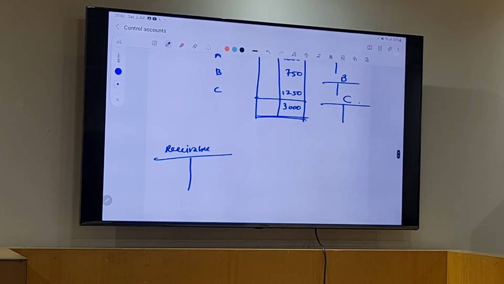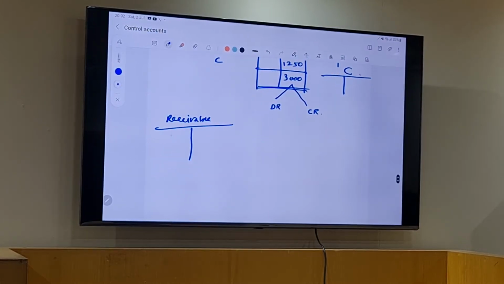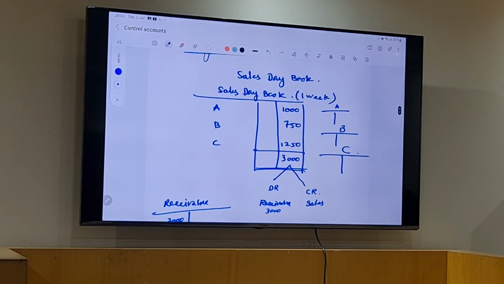Now, I need to pass double entry for this. I need to debit somewhere and credit somewhere. Where will I debit? Receivable. I will debit receivable how much? 3000. And where will I credit? So this is clear. Now in order to maintain the track of individual transactions. This number is an example, sir, right? Yeah, this is an example, yes.